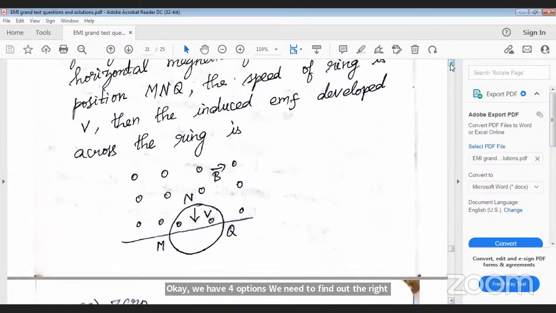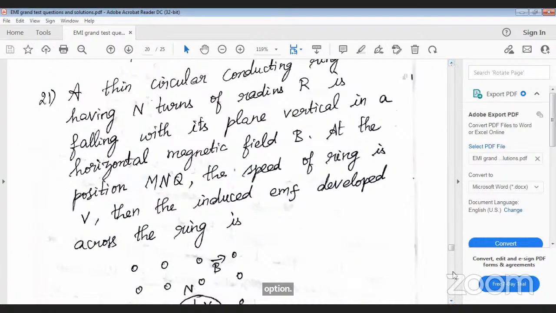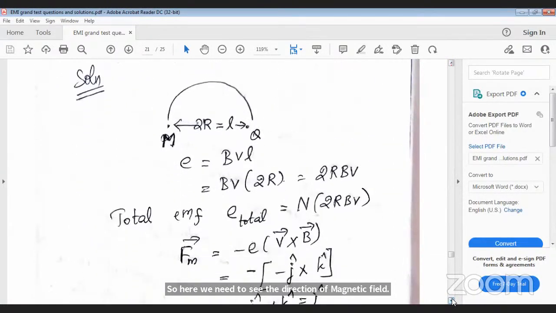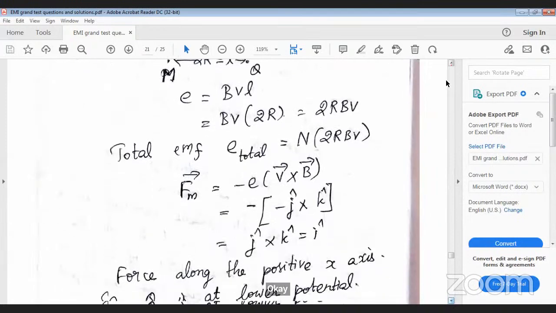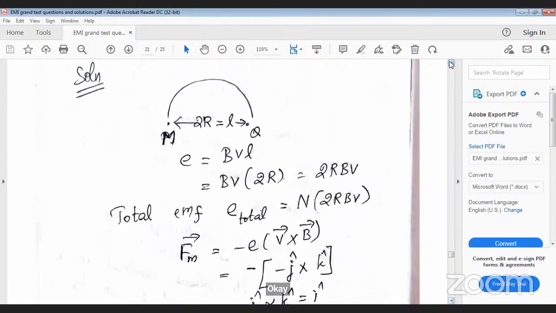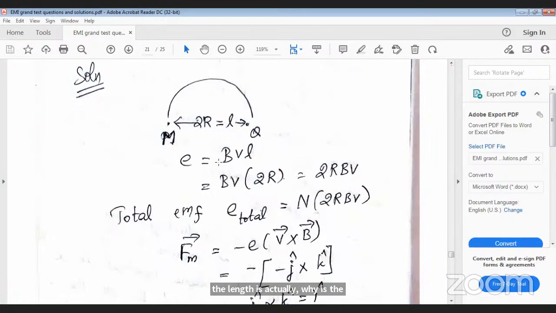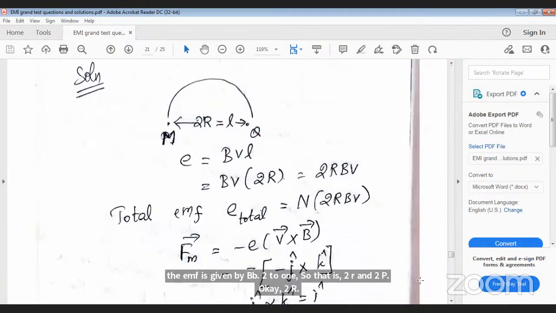So here we need to see the direction of the magnetic field, and also we need to know the EMF formula. EMF E equal to BLV. Here L is nothing but twice the radius. From M to Q, the length is twice the radius, that is the diameter. So the EMF is given by BV into 2R, that is 2R into BV.